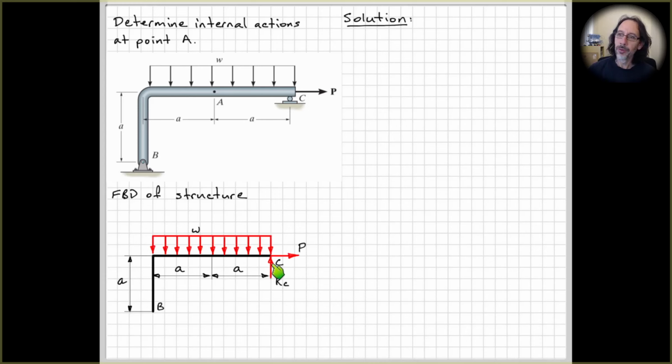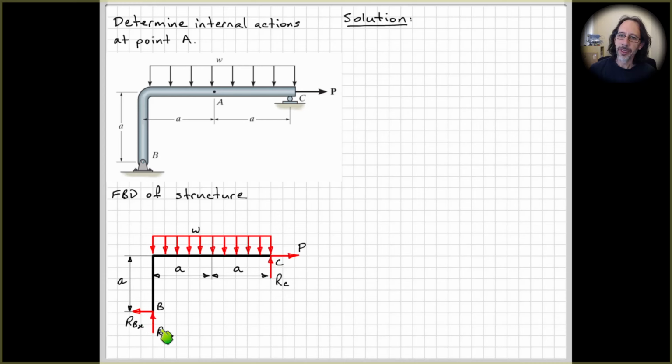So at the roller here, we're going to have a vertical reaction, no horizontal reaction because it's a roller. And at the pin down here at B, we've got two force reactions, a vertical force and a horizontal force. So the horizontal force here, RBX, we can see that's going to need to be to the left because the only other force acting to the right is P up here to the right. So that one's going to be to the left.